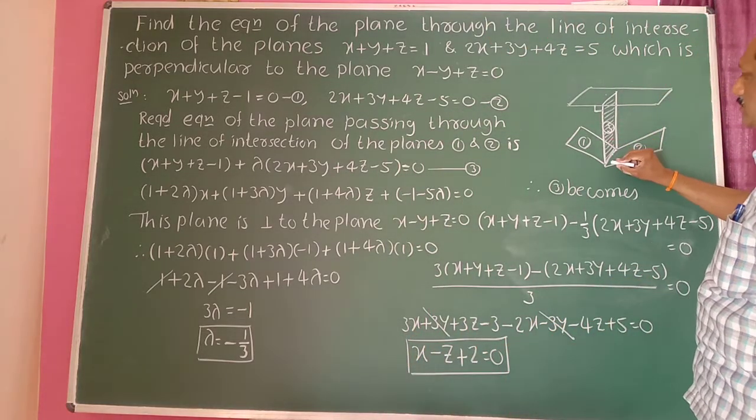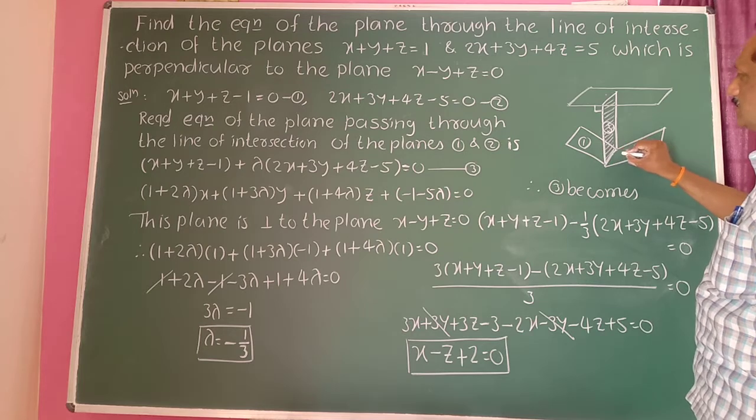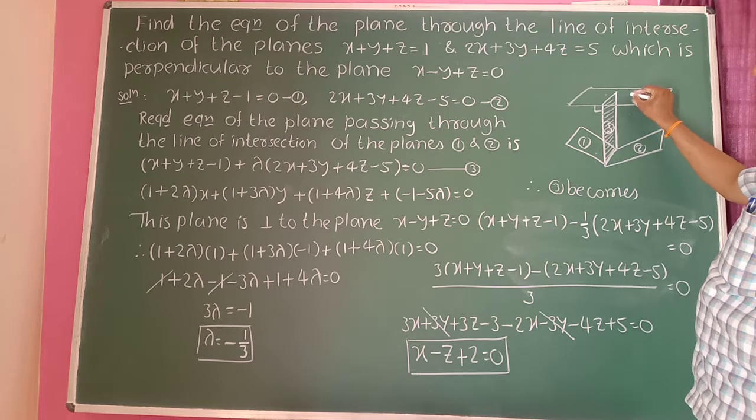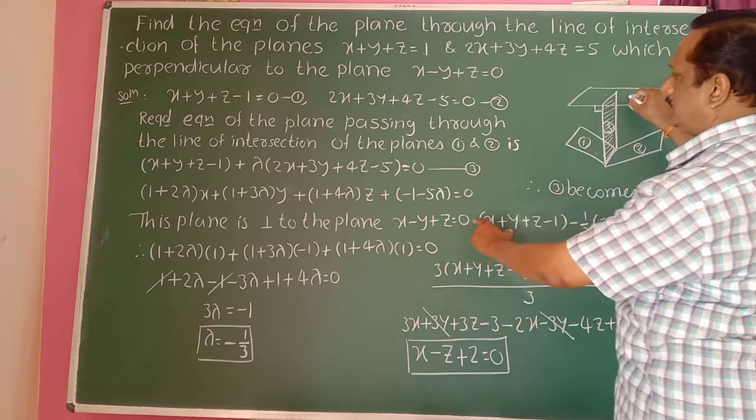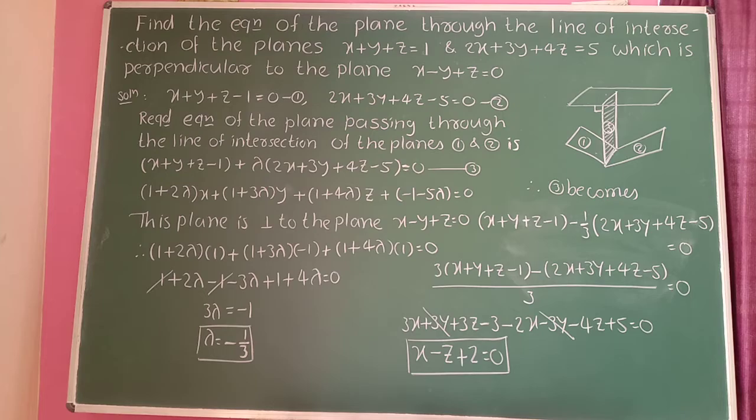This is a plane passing through the line of intersection of these two given planes as well as perpendicular to this plane here. Okay, this equation here x minus y plus z equal to 2. Okay, so this is the solution here.